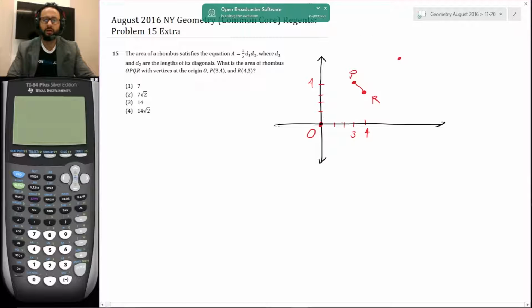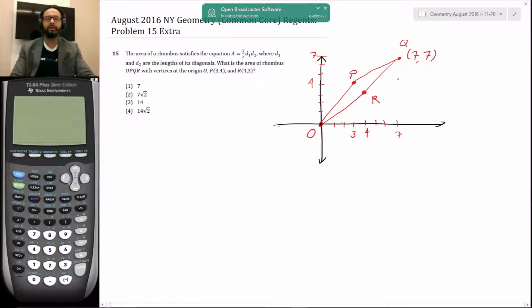It has two pairs of parallel sides because it is a rhombus, which is a parallelogram. So to get from O to R, I go up 3 over 4, and to go to P I go up 4 over 3. So to get to Q I go from R up 4 over 3. So that's 5, 6, 7, and 5, 6, 7. So that's the point (7, 7). Okay?